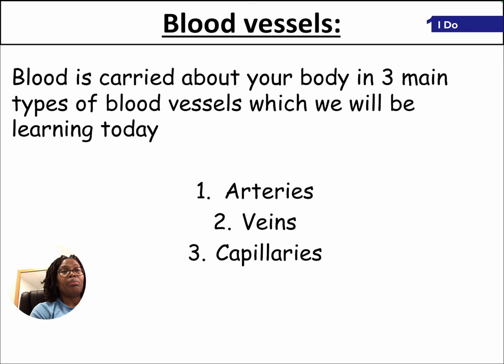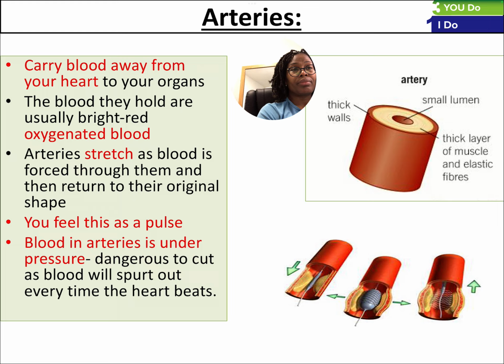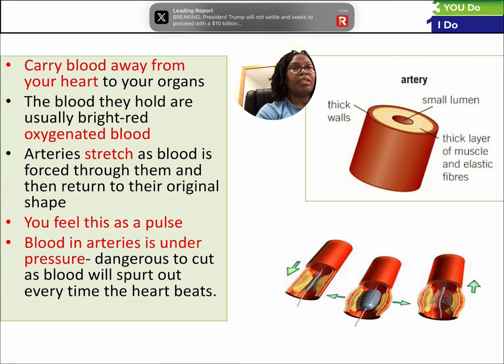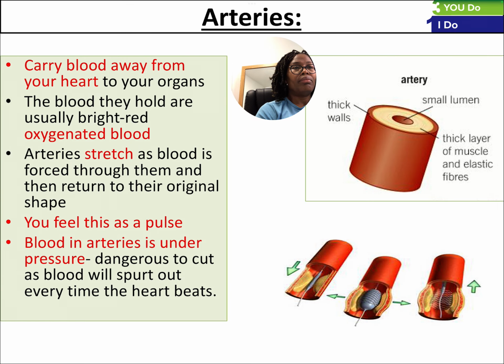Now, blood vessels. These are the tubes or conduits through which blood travels in our bodies. So blood is carried around your body in three main types. You have the arteries, the veins, and the capillaries. They are structurally different. Now here you have the arteries. They carry blood away from your heart to your organs.